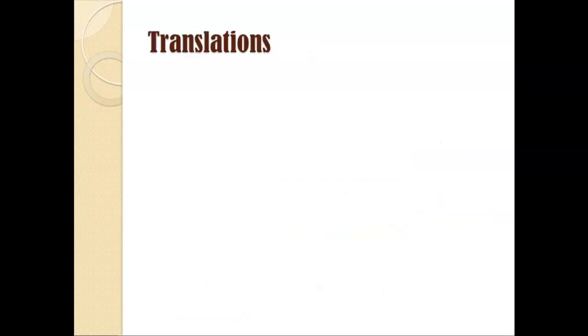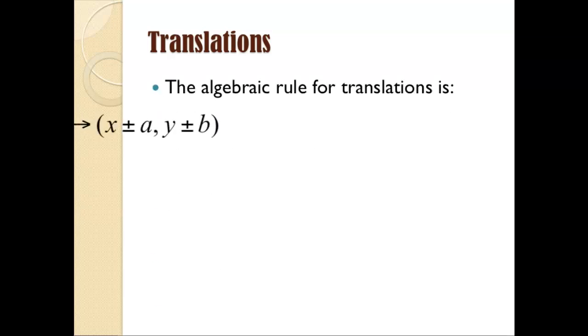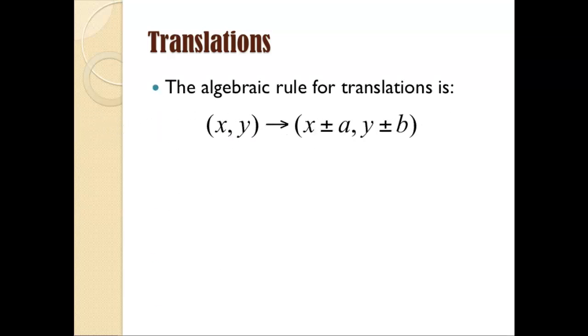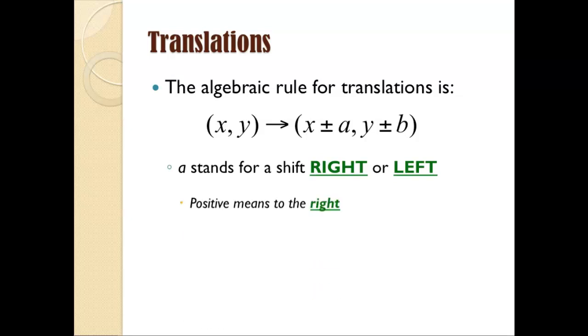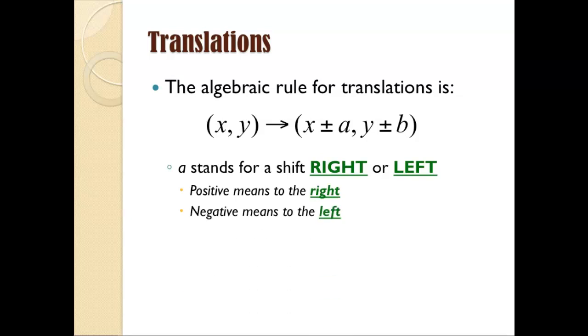Okay, so let's go through all the different rules. The first type of transformation we're going to see is what we call a translation. The algebraic rule for a translation is given by this: x comma y, which is the original point, becomes x plus or minus a and y plus or minus b. Now what are a and b? Well, a stands for a shift to the right or to the left. If a is positive, so you have x plus a, it will be a shift to the right. If you have x minus a, so if it's negative, it means it's going to be a shift to the left.